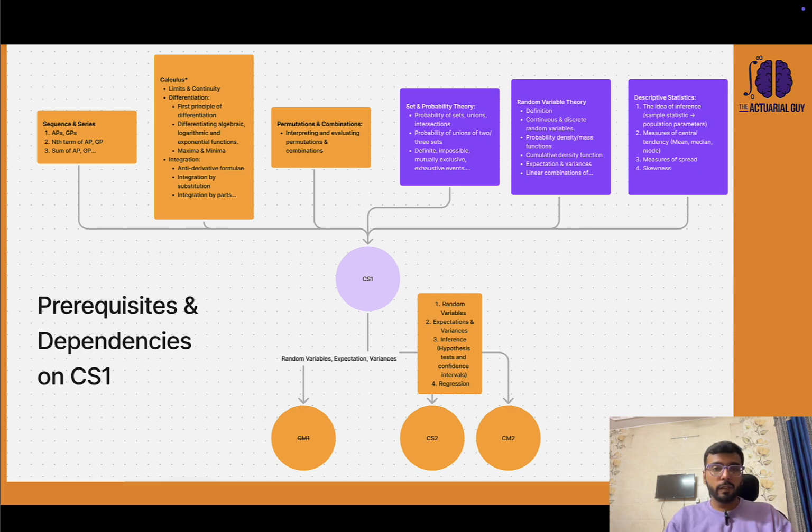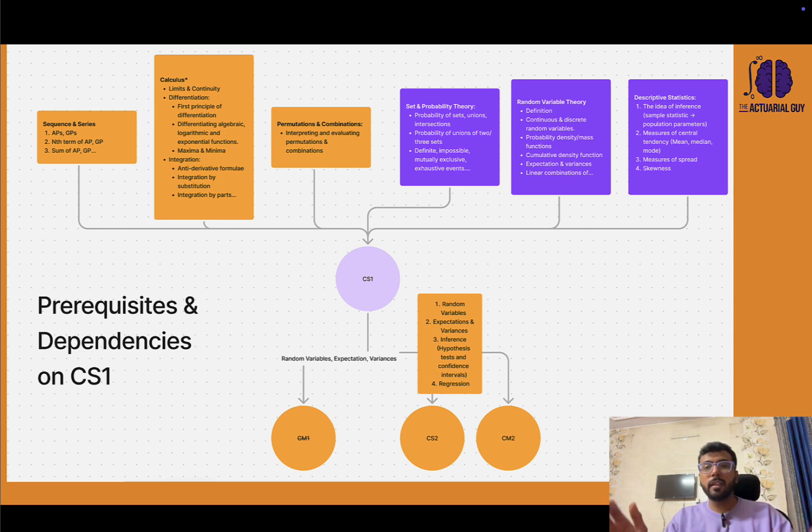Finally, permutations and combinations is something which is important. You should just know how to evaluate basic permutation and combination functions, and you should be able to interpret permutations and combinations primarily from an objective of evaluating probabilities, right? So that is the scope of PNC that is relevant for actuarial science and for subject CS1 particularly, right? So these are the three topics that you need from your A-level math.